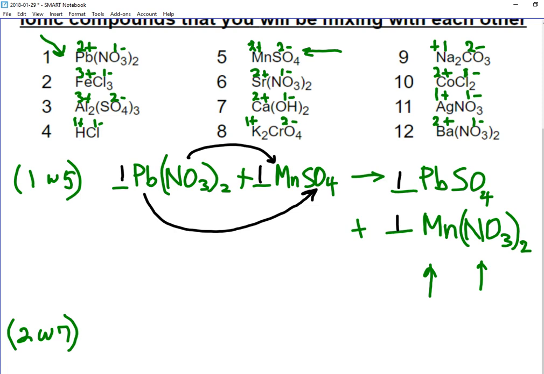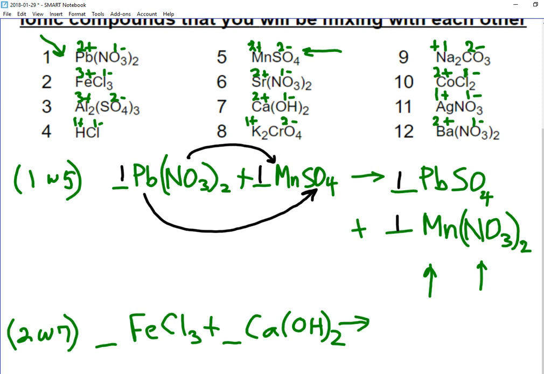All right, so 2 is iron 3 chloride. So let's put on iron 3 chloride, FeCl3. We need 3 chlorines with this guy. And then we're mixing that with FeCl3 with, it was 2 with what? Oh, 2 with 7. Yeah. Okay, so calcium hydroxide, Ca(OH)2, twice.